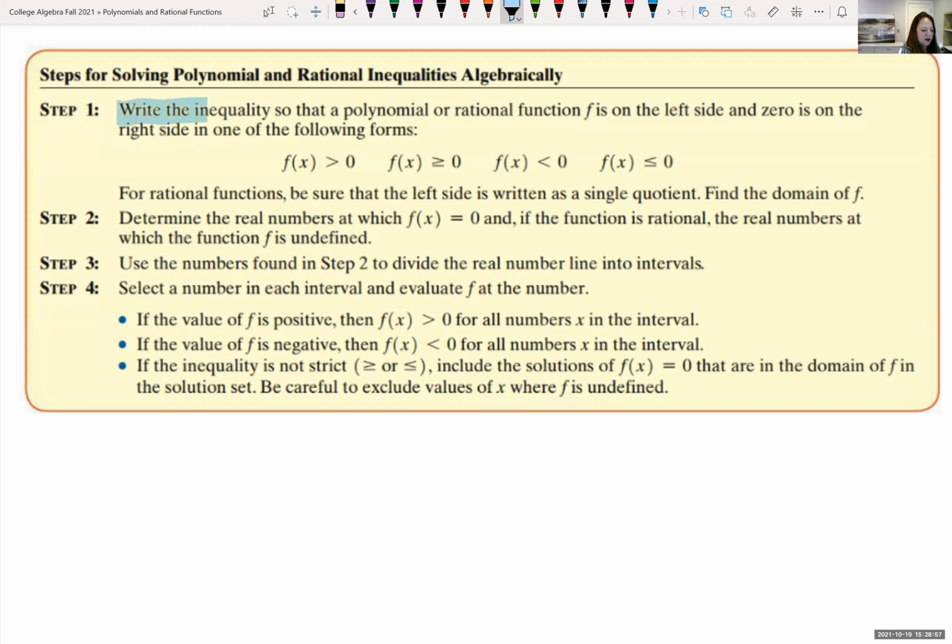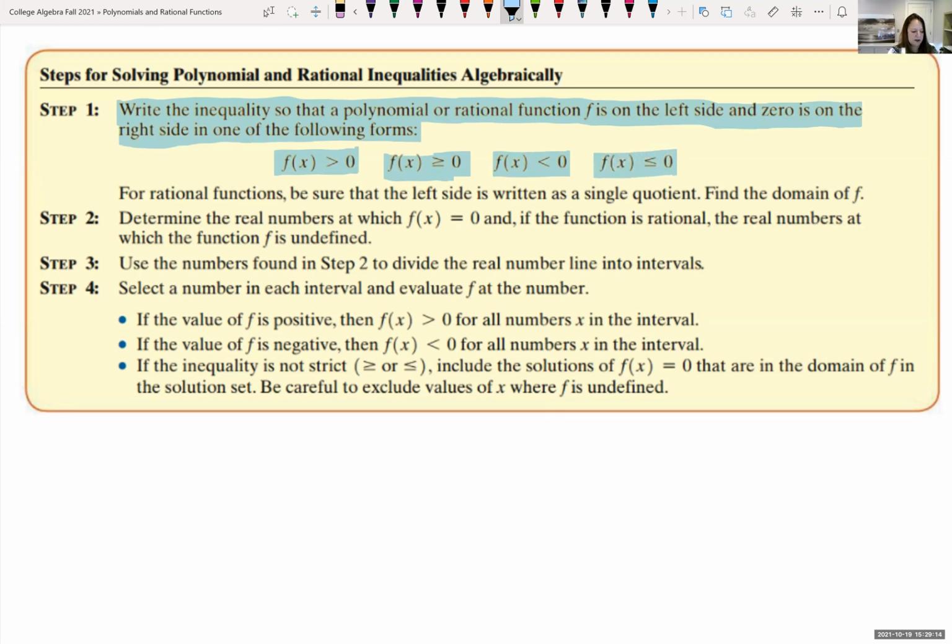So you're going to write your inequality so the polynomial or rational function f is on the left-hand side and the 0 is on the right-hand side in one of the following forms. So f of x is greater than 0, f of x is greater than or equal to 0, f of x is less than 0, or f of x is less than or equal to 0. For rational functions, be sure that the left-hand side is written as a single quotient and find the domain. So that's key here, that it's a single quotient.